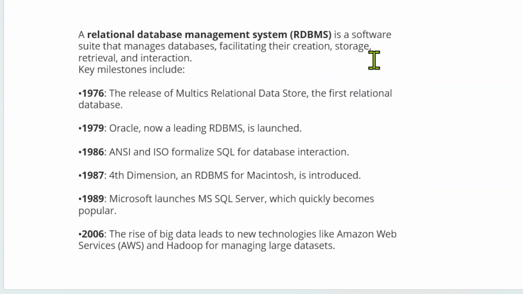The relational database management system software suite facilitated the storage, and here's a history of that. The first one, 1976, is the release of Multics Relational Data Store, the first relational database released. In 79, Oracle, now the leading RDBMS, was launched. In 86, ANSI and ISO formalized SQL for database interaction. Before then, SQL had its own flavors. It still has its own flavors, but they're not as far off from each other as they used to be. In 87, Fourth Dimension, the first RDBMS for Macintosh, was introduced.